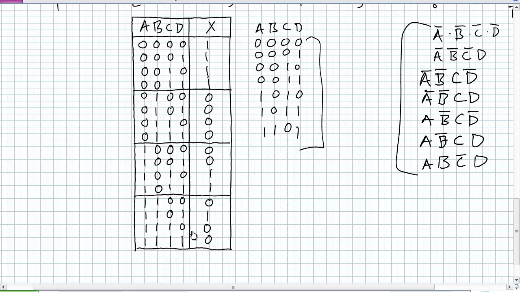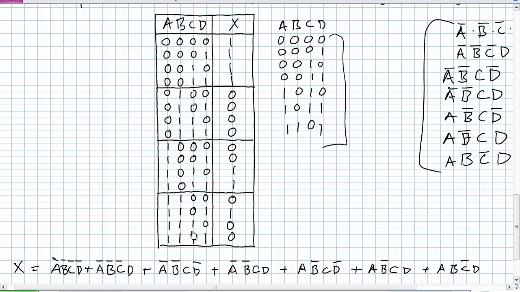I've got 7 product terms. What do I do with the sum of products? OR them all together. And I'm going to write that down here. Okay, there you go. That is all 7 product terms being ORed together. Is that exactly what we came up with when we had the expression and expanded it out? It should be. Let's go ahead and compare them.